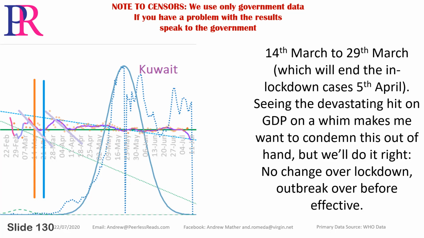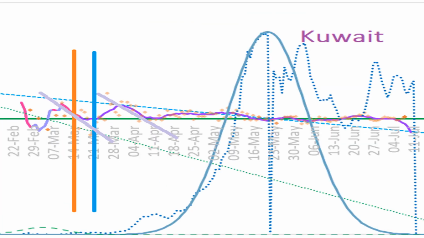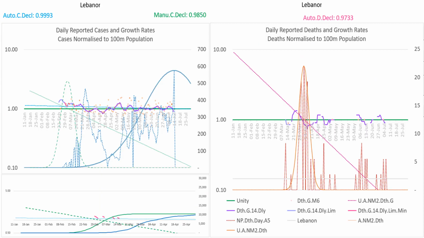Seeing the devastating hit on GDP on a whim makes me want to condemn this out of hand, but we'll do it right. No change over lockdown, outbreak over before effective. But we've got a second outbreak downline just in the lockdown effective, no change. No effect, lockdown fail. Lebanon.